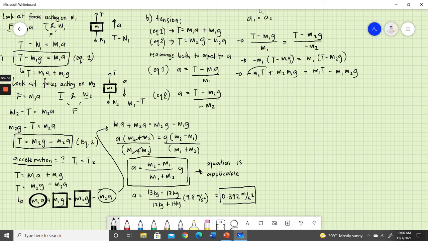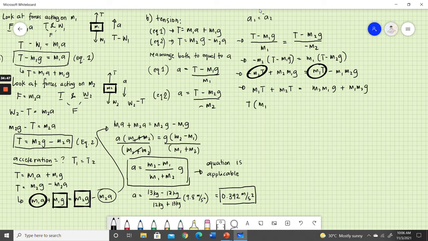Okay, and then we place this on both sides, so that would give us M1T plus M2T is equal to M2G plus M1G. Okay, and then again, what we did in part A earlier, we can pull out T.